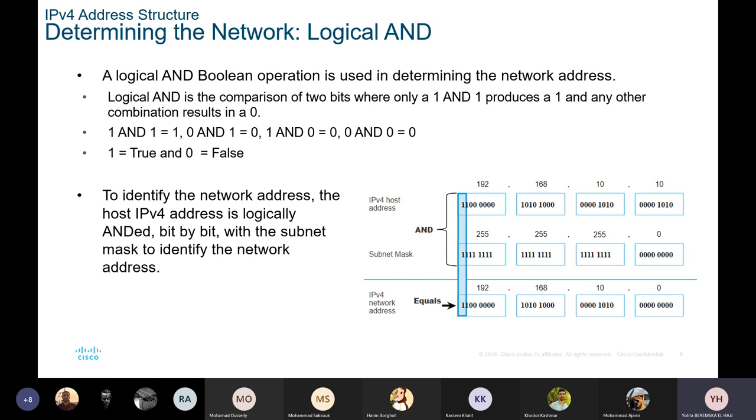Actually, in this part, where you have ones in all these positions, the bits will be copied into the network address. The subnet mask for the host is all zeros. So when you logically AND with this part of the host address, it will also give you zeros.